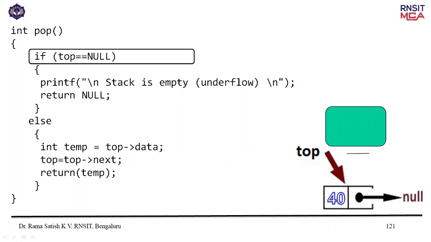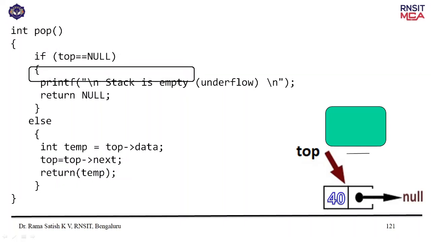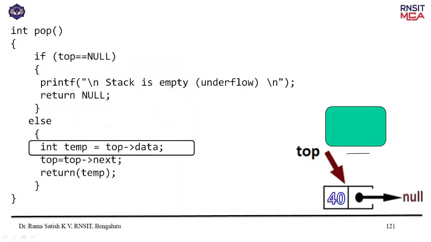Next, again, if the user calls the pop function again, what happens? You are checking whether top is equal to null. In this case, top is not null. So what will it do? It will come to the else part. Temp is equal to top of data. Top of data is stored in a temporary variable. Yes, it is displayed to the user. 40 is going to be deleted.